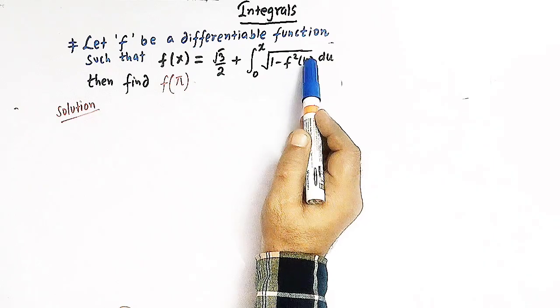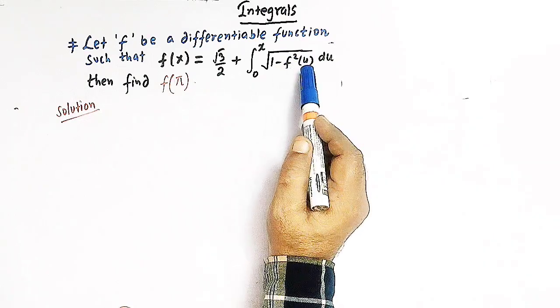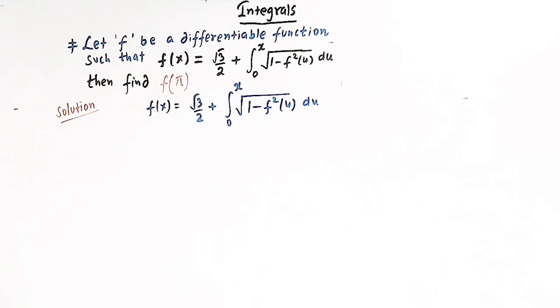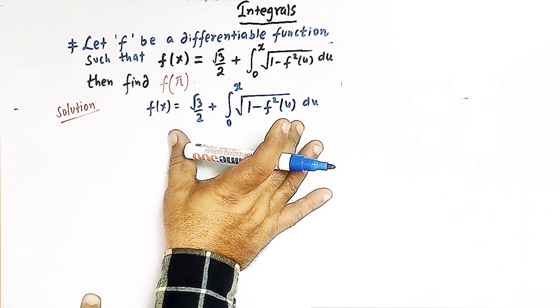right? So here we have the square of the function f of u, and then we have to find f of pi, right? So let us see how easily we can solve this problem by using the concept of derivatives and one important property of definite integrals. So let us start. So here we are given this relation, right?